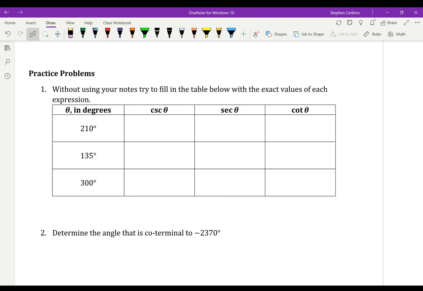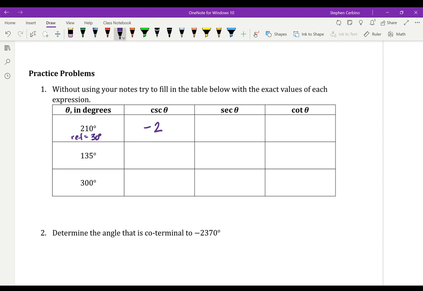All right, so hopefully you pause the video and now we're just checking. For 210, the reference angle here is 30. Cosecant is the reciprocal of sine. Sine of 30 is 1/2, so the reciprocal of that is 2. Since it's 210, that's negative because sine is negative in quadrant 3.